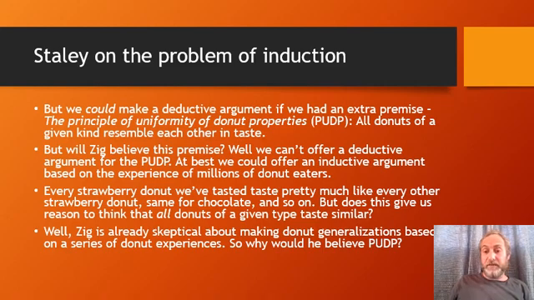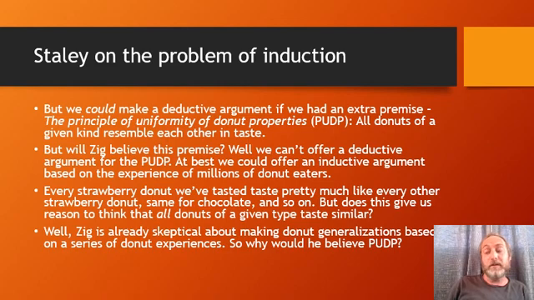Again, he is a very skeptical person, right? So he's not just going to buy this principle of uniformity of donut properties just because we say so. We need to say why he should believe it. And now here's the problem. The best we could do really is offer an inductive argument. Millions of people have eaten billions of donuts over the course of history. And by and large, all the strawberry donuts tasted the same to them, more or less, or very similar. All of the caramel donuts tasted very similar. But again, that's just an inductive argument, right?